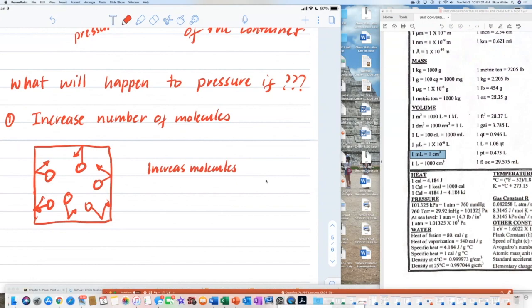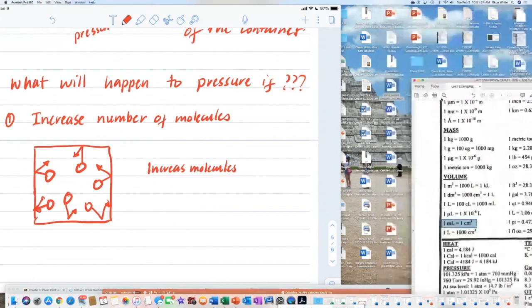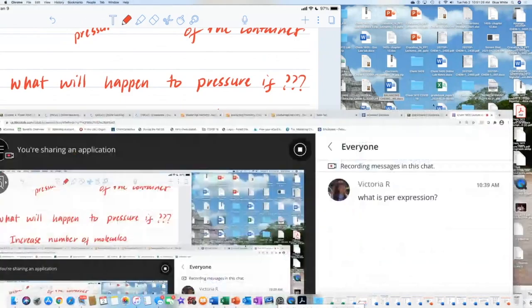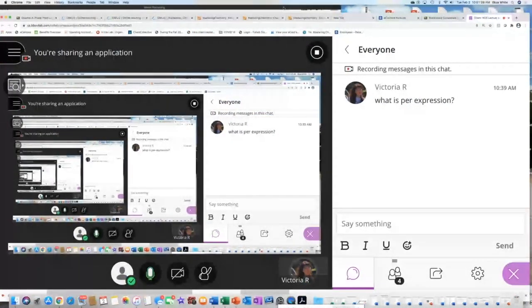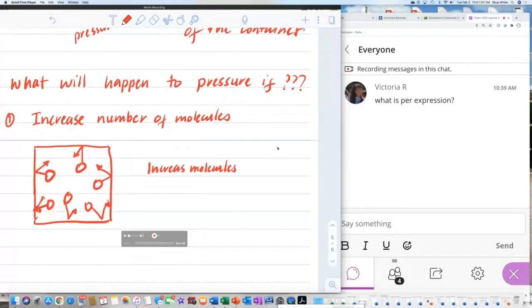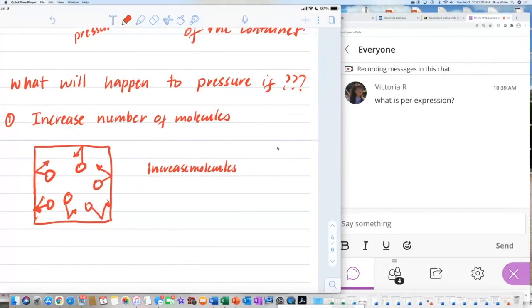What do you think will happen? I don't need this anymore. I can remove that. What do you guys think will happen if I increase the molecules of the gas? Oop, this helps if I can spell. Do I have more or less collisions? There would be more. Okay. Oh, now I can spell molecules.